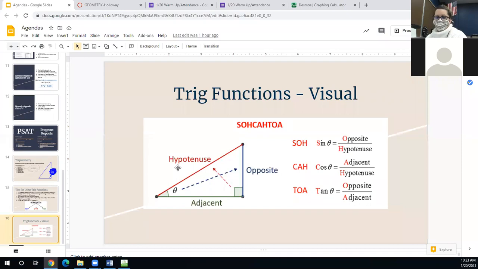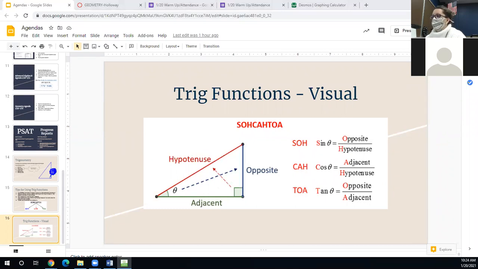So let's talk about what this actually means if we're applying it to our triangles. Are you good for me to move on? Did you write it down? Biggest thing to remember here is the SOHCAHTOA. That's going to help you remember what the ratios are. So sine equals opposite over hypotenuse. Cosine of angle equals adjacent over hypotenuse. TOA, tangent of angle equals opposite over adjacent.